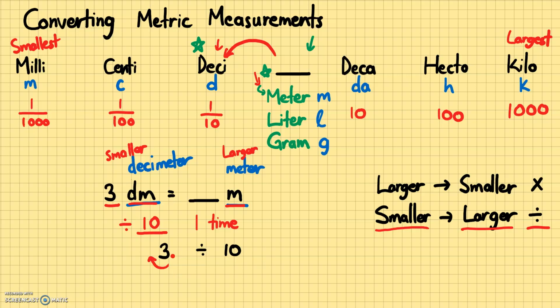So since we're dividing here, we're going to move the decimal point once that way. So 3 divided by 10 is going to be 0.3. Our answer here is going to be 0.3 meters. 3 decimeters equals 0.3 meters. Okay, let's try another example.